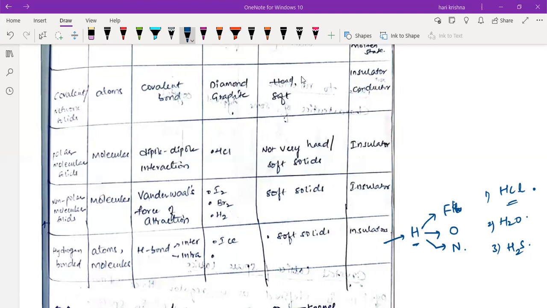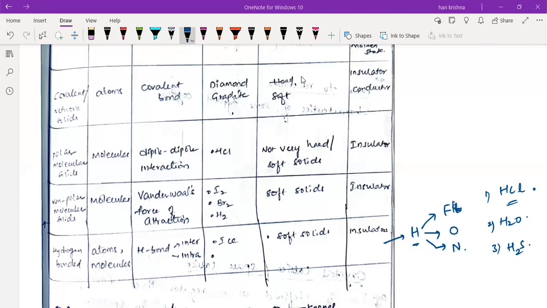If you take the H2O, okay, hydrogen and oxygen is there, so it is a hydrogen bond. And if you take H2S, again there is no hydrogen bond at all, because the bonding between the hydrogen and sulfur is not the hydrogen bond, it is a covalent bond. Understanding? So only in the second case, that is H2O, we have the hydrogen bonding. So again, these are the soft solids and will act as insulators.